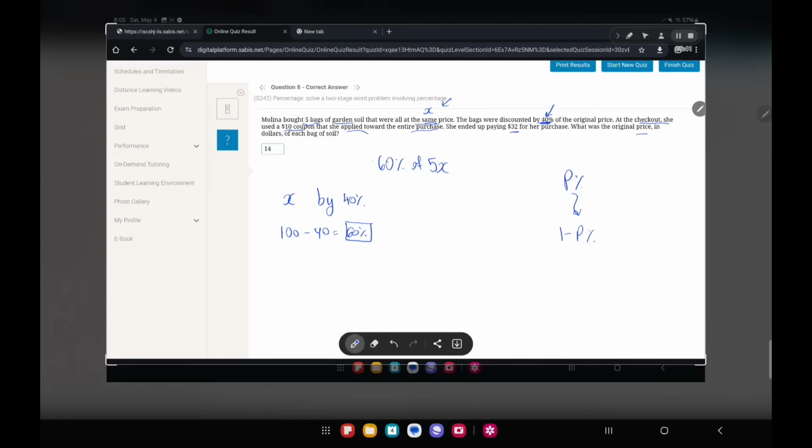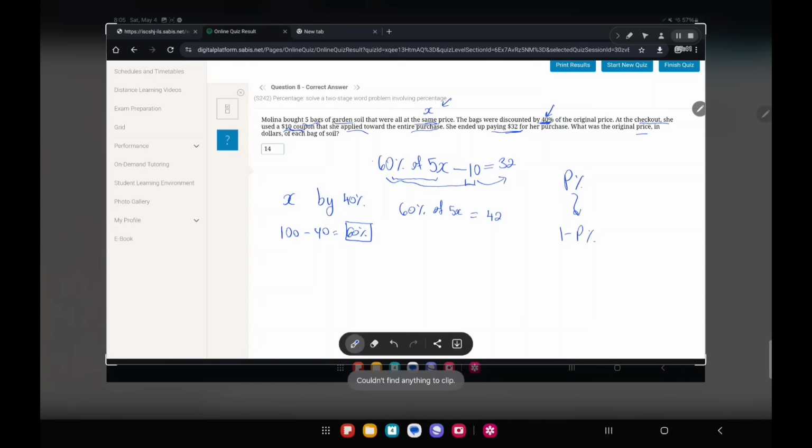At the checkout, she used a $10 coupon. Okay, so if you're applying a $10 coupon, that means you're paying $10 less. So I subtract 10 from the price. This whole thing is the price. She paid 60% of 5X, and then she used a $10 coupon, so she subtracted 10. What was the total? 32. How would I solve this? Very easy. Take 10 to the other side, so you get 60% of 5x equals 42.